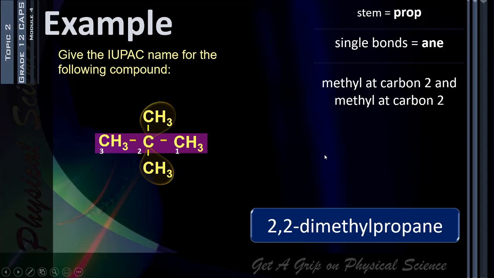2,2-dimethyl propane. One word. The di tells us that there are 2 methyls. Where are they? They are both on number 2. So we separate the two numbers with a comma, and we separate the numbers and the letters with a hyphen.